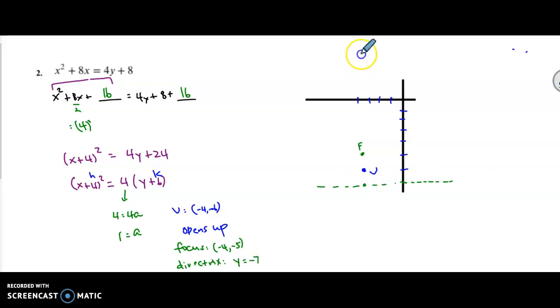Okay. And again, if you want a more accurate parabola, remember the a value is 1. So then 2a is going to be 2. And so that value of 2, that's how much you're going to go to the left and to the right of the focus. All right. So I'm going to go 2 units left. That's over here. 2 units to the right, over here, and that's how we are going to draw this parabola. And there it is.